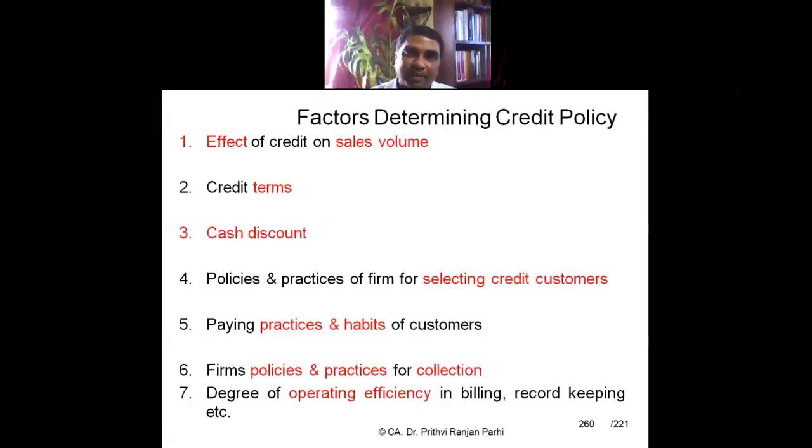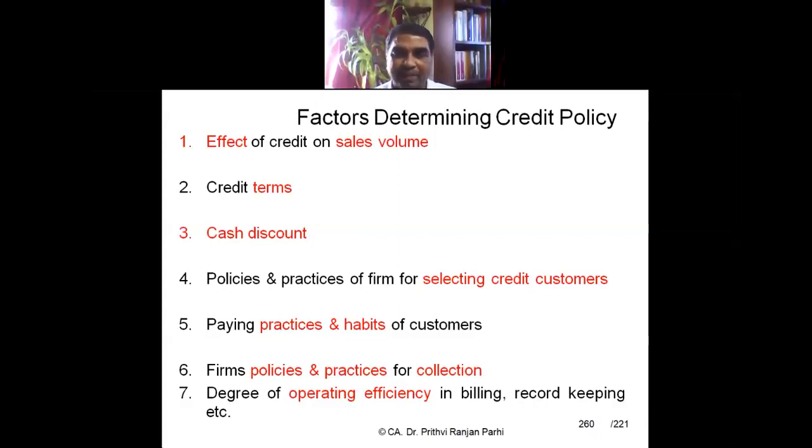These are some more factors that determine the credit policy. First is the effect of credit on sales volume. If I make credit sales, what will be its impact on the volume of sales? Credit terms: what kind of credit terms should I include in my credit policy? Cash discount. Policies and practices of the firm for selecting credit customers.